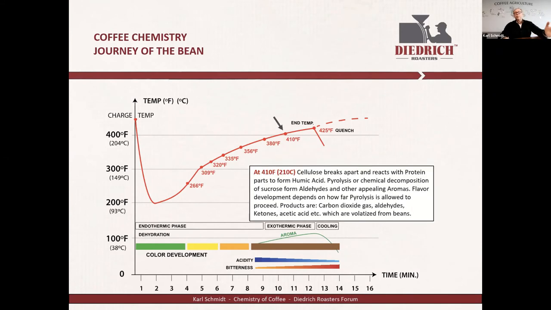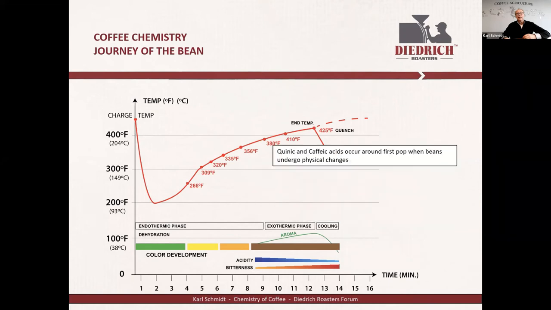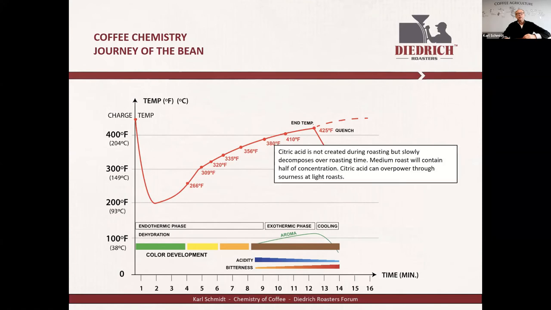And we go on. 410, cellulose breaks down apart and reacts with protein parts from humic acid. Pyrolysis or chemical decomposition of sucrose, aldehydes are also appearing. Aromas, flavor development depend on how the pyrolysis is allowed to proceed. Now, you're halfway now, and you're doing that roast in the exothermic phase of the roasting process. Carbon dioxide gases, aldehydes, ketones, acetic acid, which are volatilized from the beans at that time. And then quinic and caffeic acid occur around the first pop when the beans undergo the physical change. Citric acid is not created during the roasting, but slowly decomposes over time, and so forth.